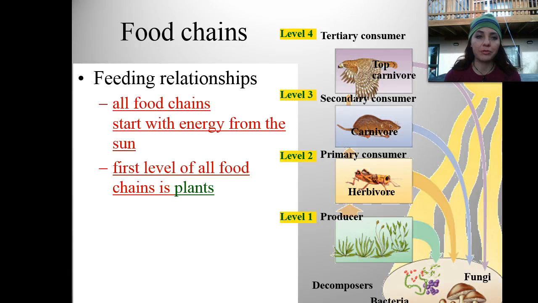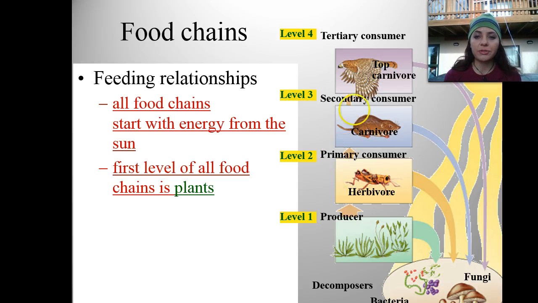So this is an example of a food chain. So in feeding relationships, all food chains start with energy from the sun, which is over here. Then the first level of all food chains is plants. So we have our plants right here, which give their energy to herbivores, or we could call them our primary consumers.